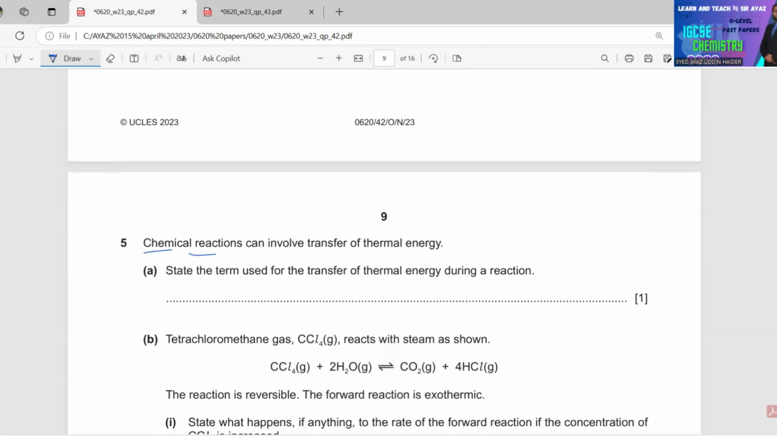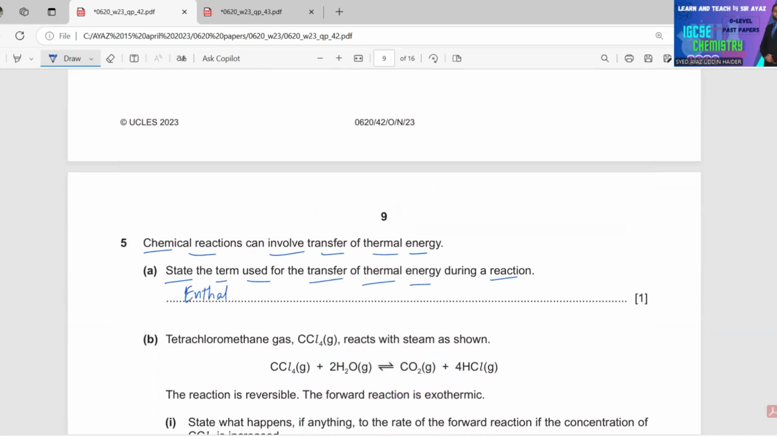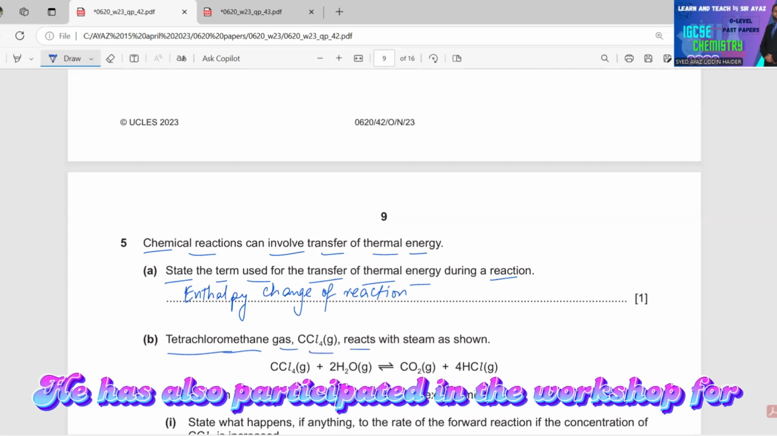Moving to question number 5. Chemical reactions can involve transfer of thermal energy. A. State the term used for the transfer of thermal energy during the reaction. You call it enthalpy change of reaction. It's known as enthalpy change of reaction.